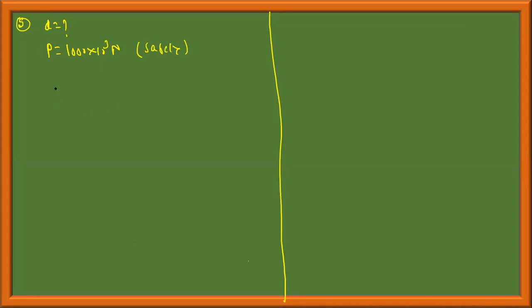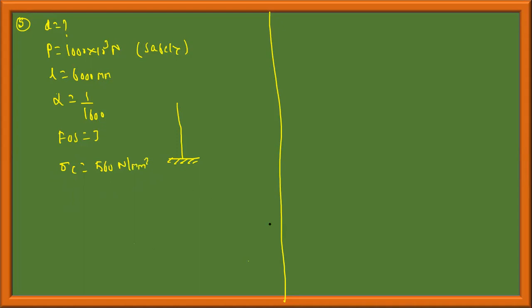The length of the column is 6 meters, 6000 mm. Rankine's constant alpha is equal to 1 by 1600. Factor of safety is equal to 3. One end of the column is fixed and the other end is free. Critical stress or crushing stress sigma c is equal to 560 Newton per mm square.